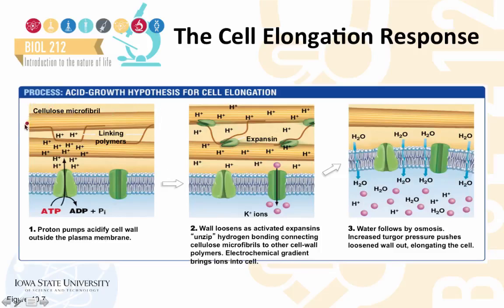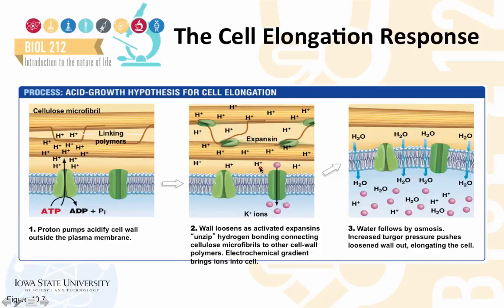The cellulose microfibrils that are present in the cell walls of plants are tightly linked with each other. When a plant cell receives a signal from auxin, proton pumps present within the plasma membrane of the cell use energy from ATP to pump protons. This lowering of the pH outside the cell activates expansins present within the cell wall that unzip hydrogen bonds present between the cellulose microfibrils, resulting in the loosening of the structure, allowing the cell wall to expand.